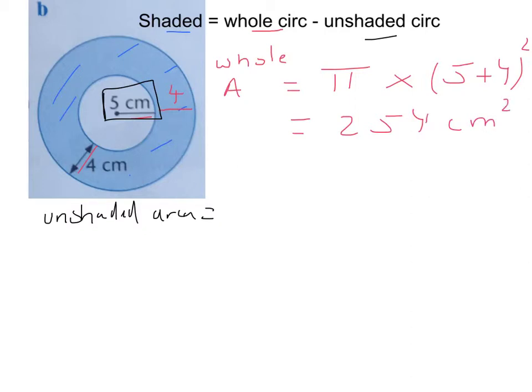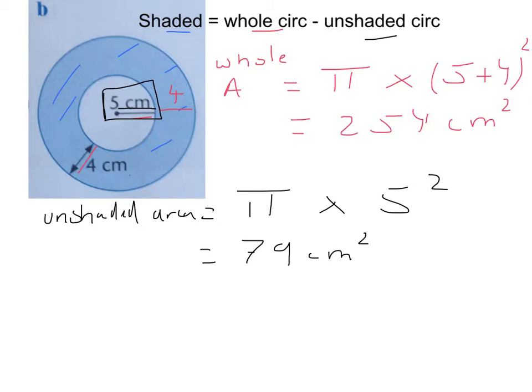Now to get our unshaded area, we just take the radius of the unshaded circle, which would be 5 centimeters. Same idea, pi times 5 squared. And what is that? 5 squared would be 25. And then we times that by pi. That would be 78.53, but I'm just going to round it up to 79 centimeters squared.